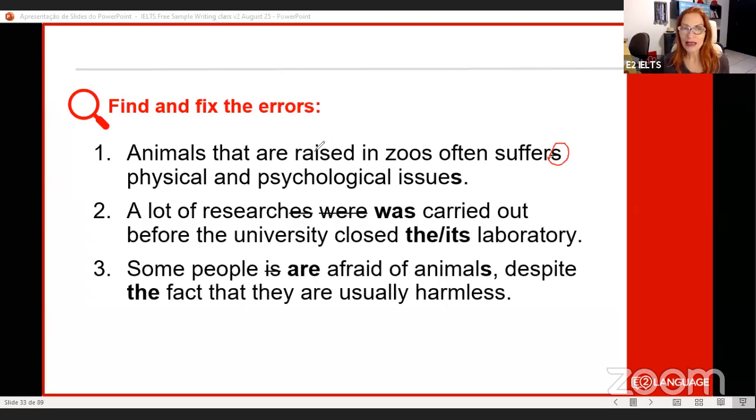Okay, so animals that are raised in zoos, so animals. So who suffer? The animals, right? So this is plural, so that means no S. In English, contrary to many theories, S means singular for verbs. So you only use S for singular forms. And then number 2, are we good here? Research, uncountable. So if we have an uncountable noun, we must use a singular verb.